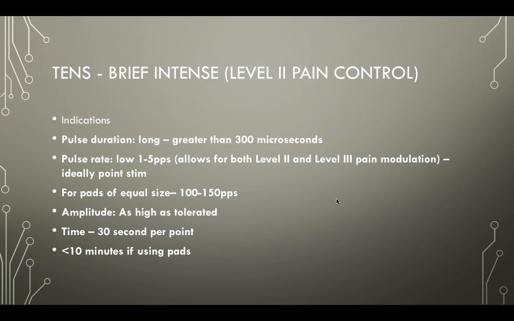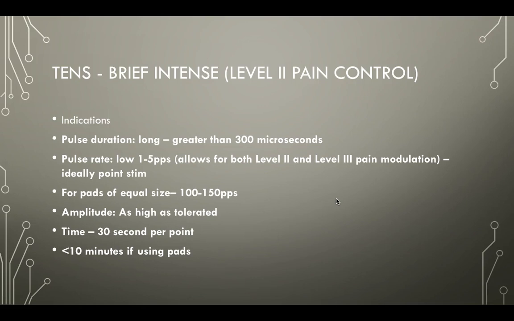The amplitude is as high as tolerated. We literally need to go up. If we happen to get muscle contractions, we happen to get muscle contractions, but we need to go as high as they're going to tolerate. If we're using a probe, it's about 30 seconds per point. If we're using the pads, we're at less than a 10-minute treatment.